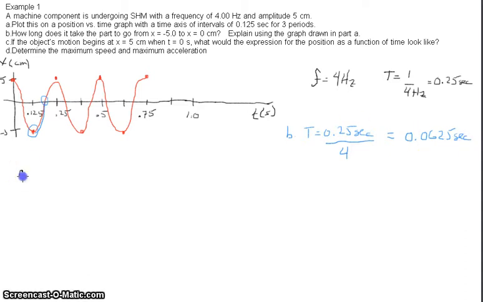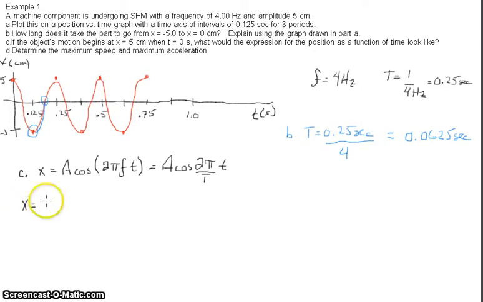Okay, for part C, they're asking us to write the position as a function of time for what is given. Now, if we look at the expression derived in class today, this is the amplitude times cosine of 2 pi times the frequency times the time, or A cosine of 2 pi divided by the period times the time. Okay, so in either case, we'll walk through this. Either expression will be correct.